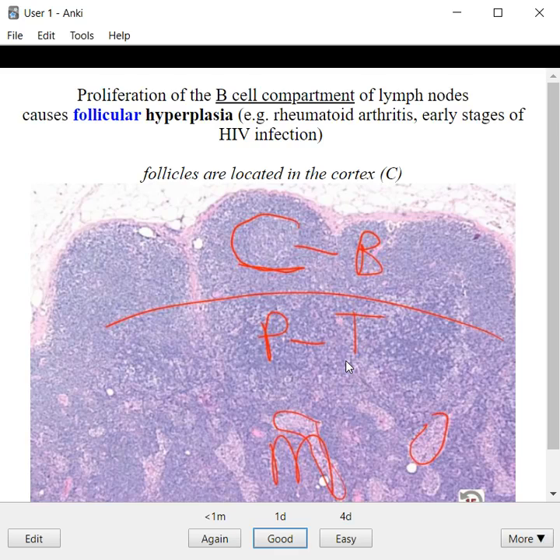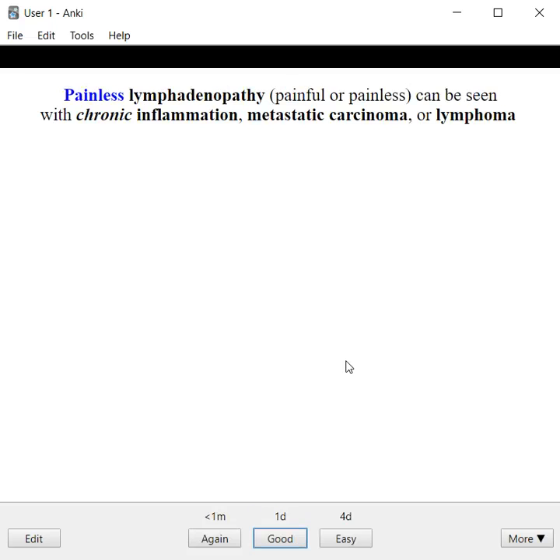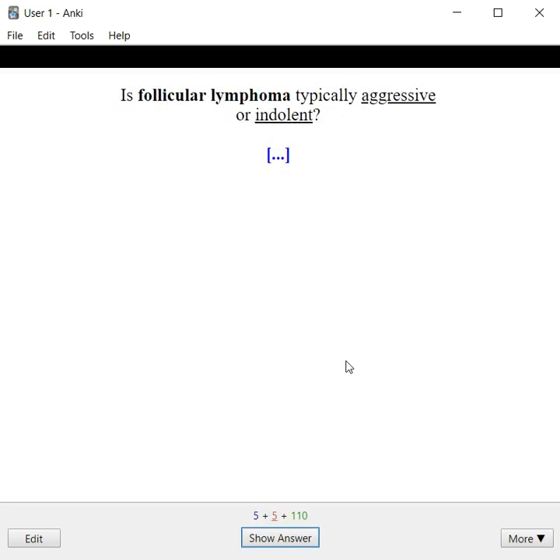So notice the follicles are located in the cortex. Blank lymphadenopathy, painful or painless, can be seen with chronic inflammation, metastatic carcinoma, or lymphoma. It's painless lymphadenopathy. Is follicular lymphoma typically aggressive or indolent? It's indolent.